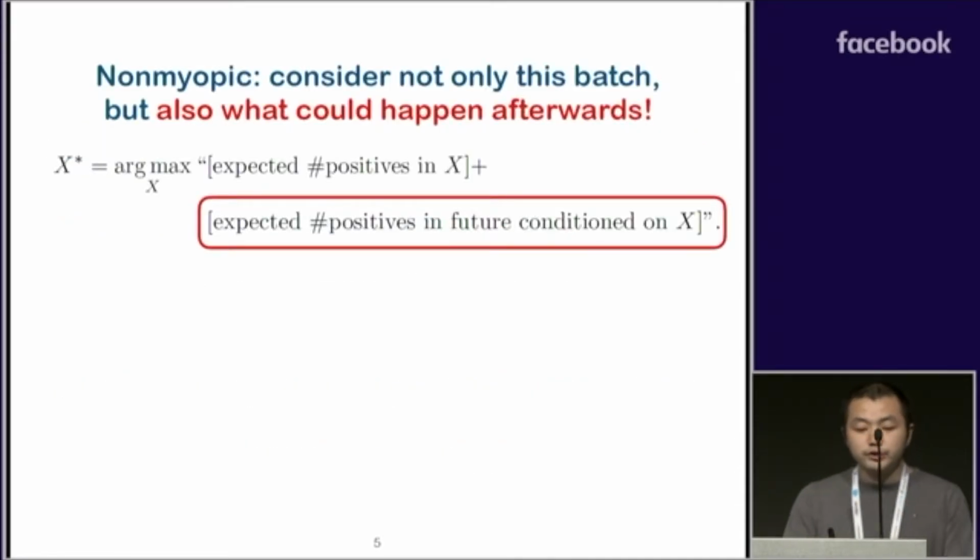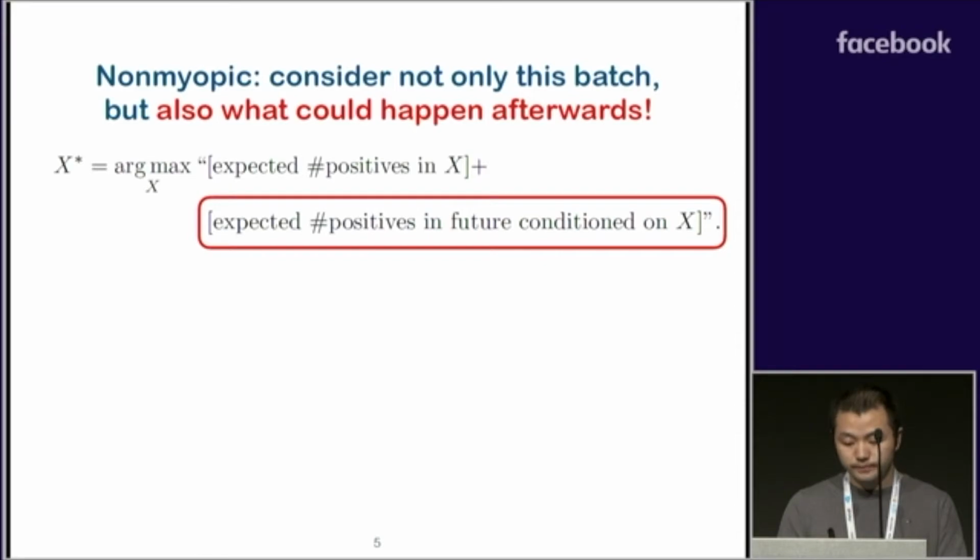We propose non-myopic batch policies. That is, we consider not only how much we get from this batch, but also the expected future reward if we choose this batch now. However, this policy is computationally intractable, since we have to recursively simulate a search tree of size exponential in the remaining budget.